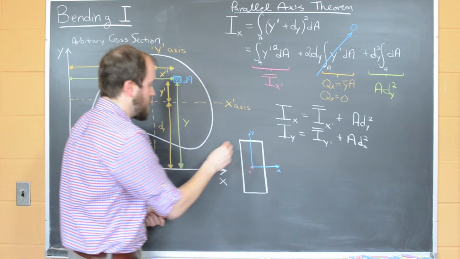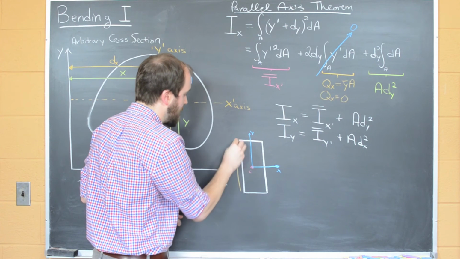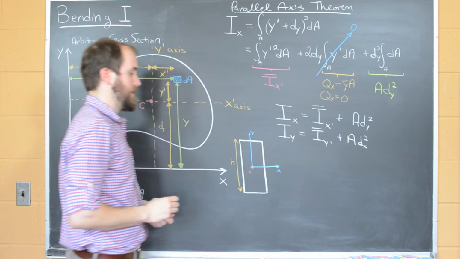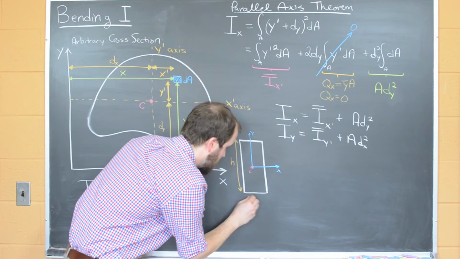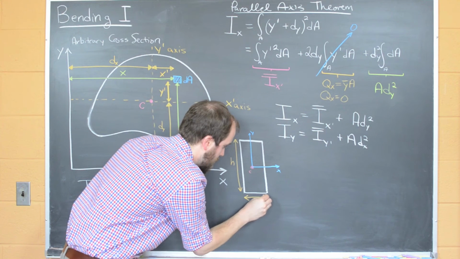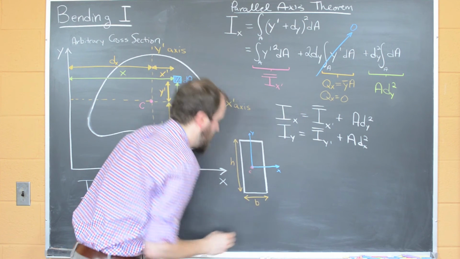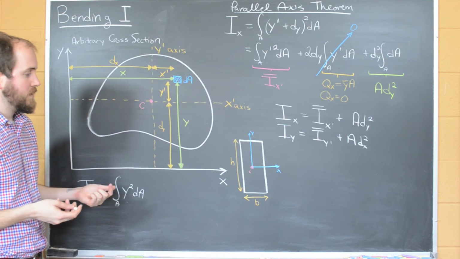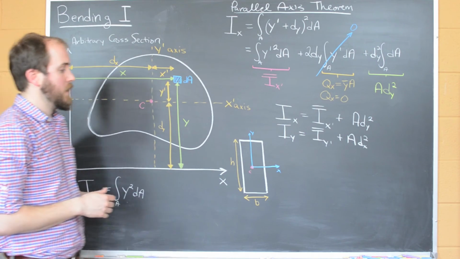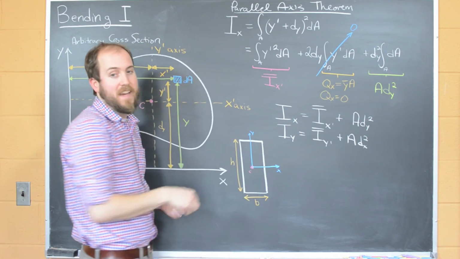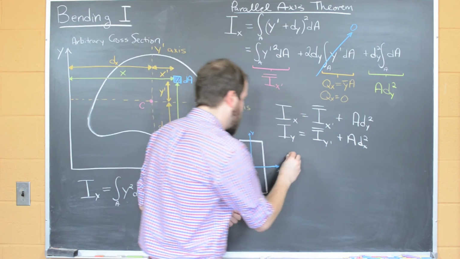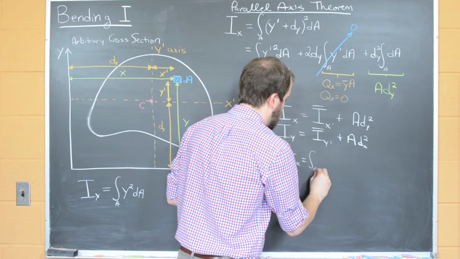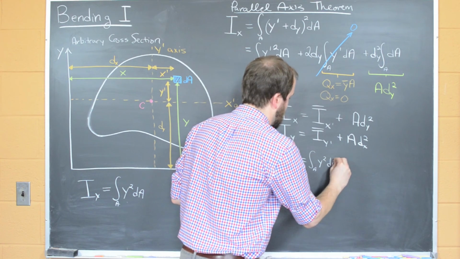And what we'll do is we'll denote the height of this thing by h, and we'll denote the width of this rectangle by b. And so what we're interested in getting now is, let's say for starters, we want to know the second moment of area about the x-axis here. And so we know we can write that down. The second moment of area about the x-axis is just the integral of y squared dA.